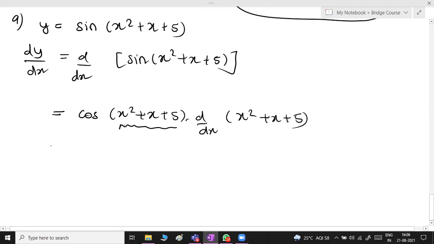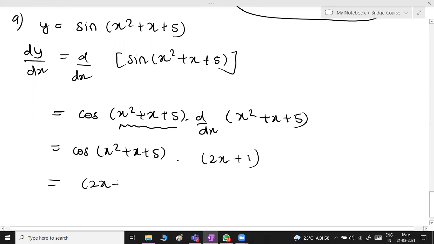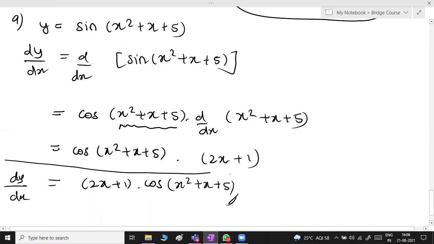I did this type of sum in the lecture but I don't recollect now. So it's going to be cos of x square plus x plus phi into differentiation. Here, now I'm writing directly, 2x plus 1. So here it is going to be 2x plus 1 into cos of x square plus x plus phi, dy by dx. Understood?